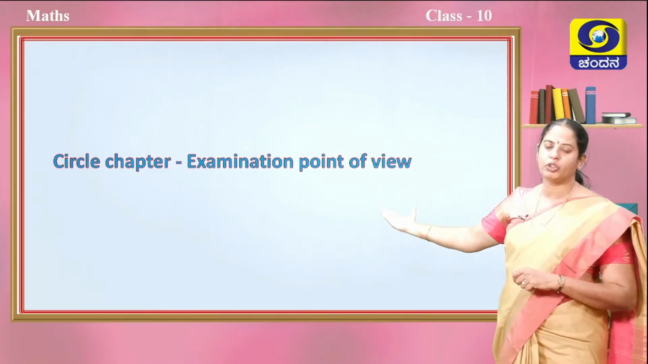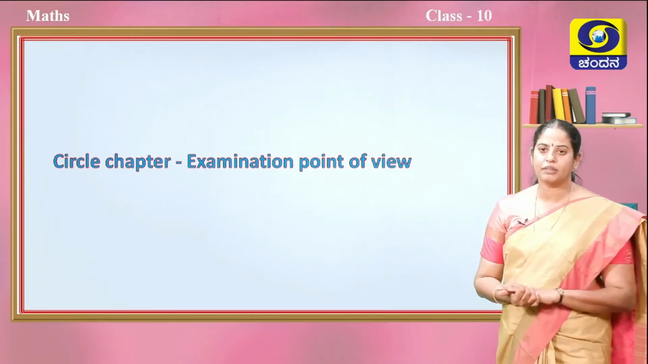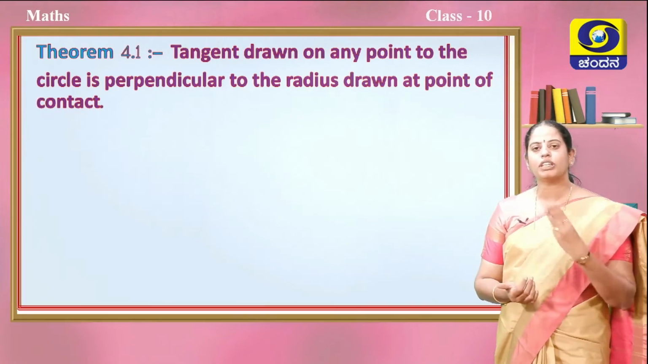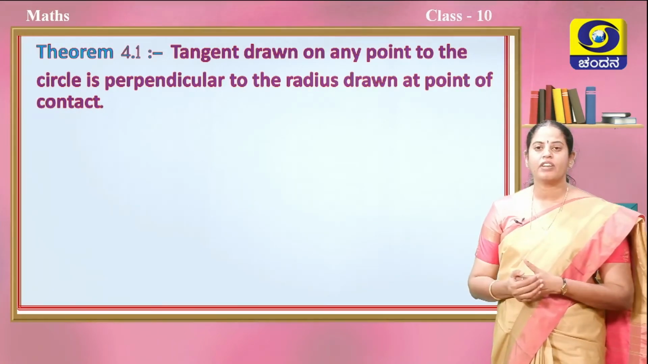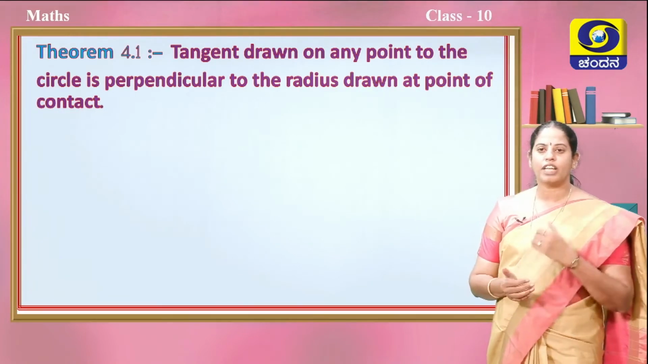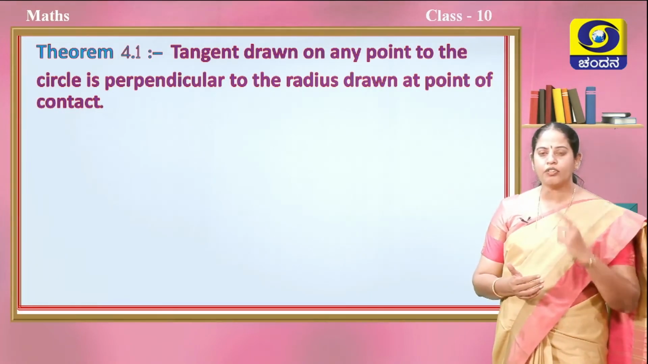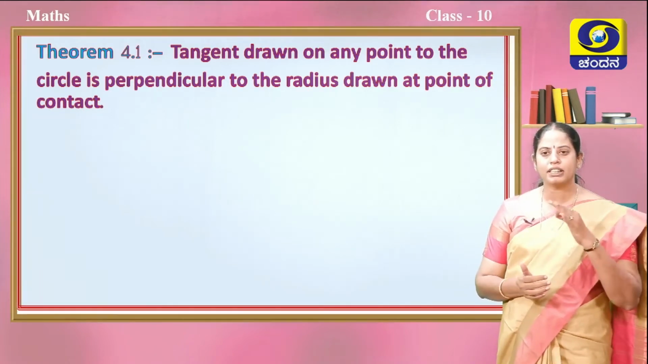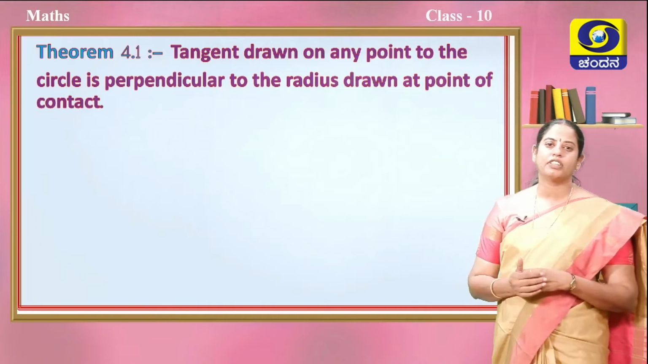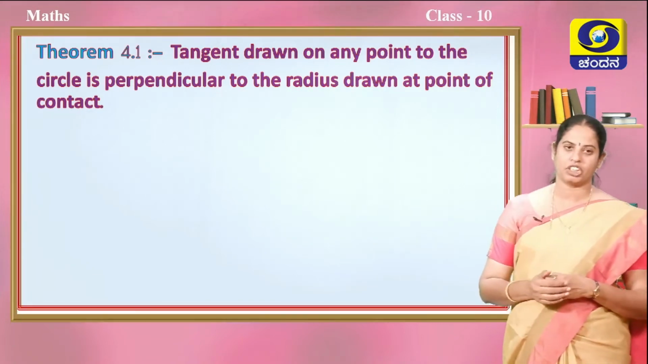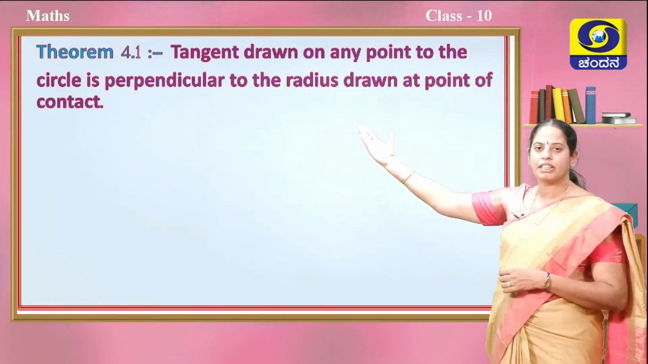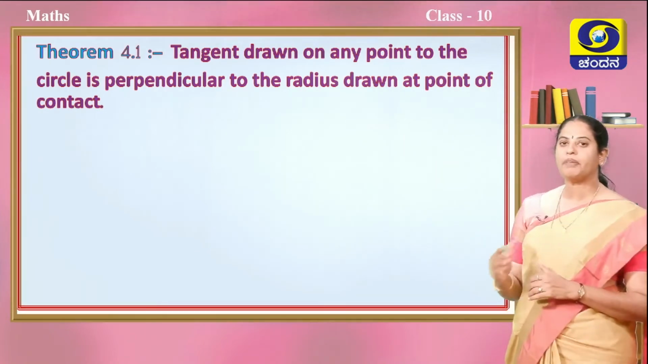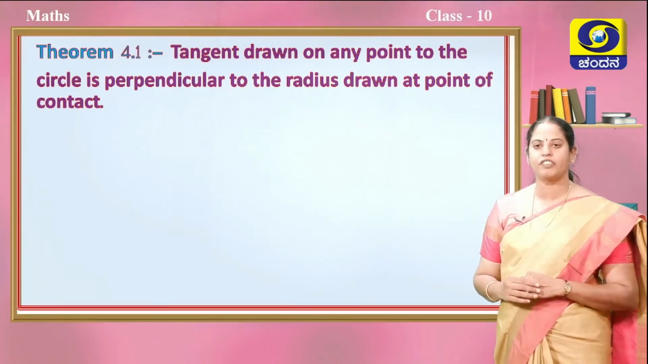From the examination point of view, theorem 4.1 is very important. In this chapter, you will come across two theorems, 4.1 and 4.2. For the examination, we expect either one of the theorems for 3 marks. 99.99% they give this theorem for the examination. So, the statement of the theorem is like this: the tangent drawn at any point to the circle is perpendicular to the radius drawn at the point of contact.